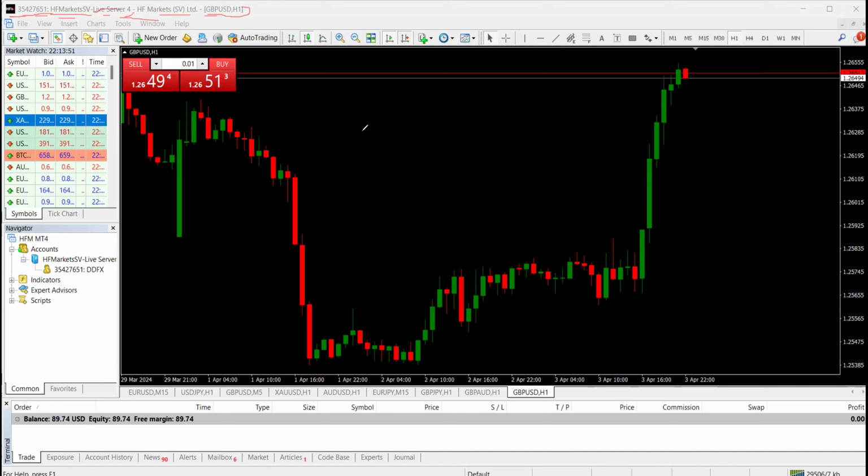So it means that we are currently looking at Great British Pounds, and then we are looking at a 1 hour time frame. What is a time frame? We will be touching on time frame, and you will get the concept of time frame. It's very, very important because it helps you digest the market, communicate with the market, and know what the market is doing at one point in time as well.